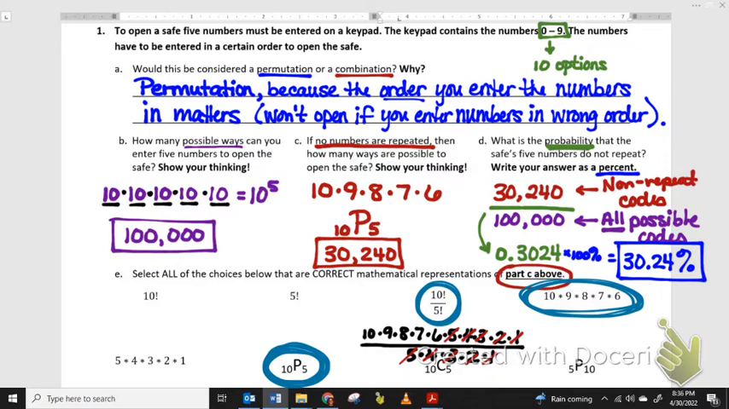Did anybody have any questions that they've thought of while we were going through number 1? Yeah, you know what? Let's just do random number 7. Number 7 sounds good.